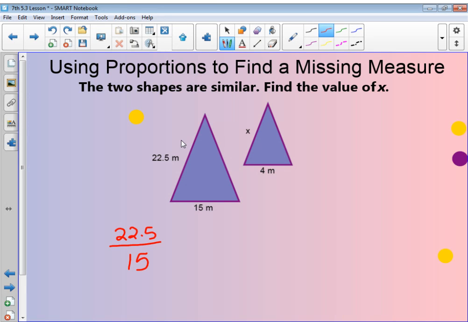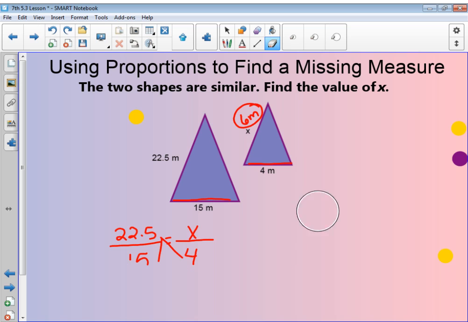So now when I match sides, my 15 is the same as the 4. So I want those on the same level. So my 15 was on the bottom. I'm going to put 4 on the bottom and x on the top. Cross multiply, divide. So 4 times 22.5 gives me 90, divided by 15 gives me 6. So I just found out that x is 6 meters. Okay, if you like to do it the other way, go ahead. You should still be getting the same answer as me.